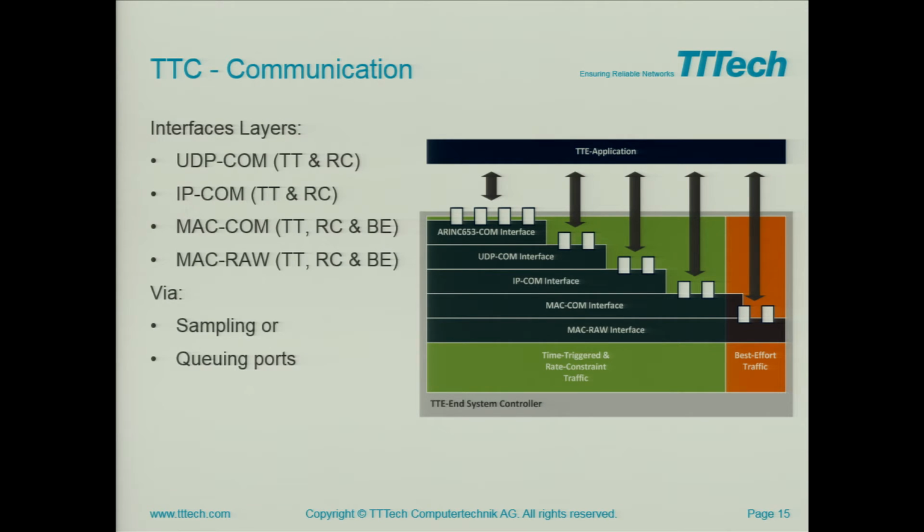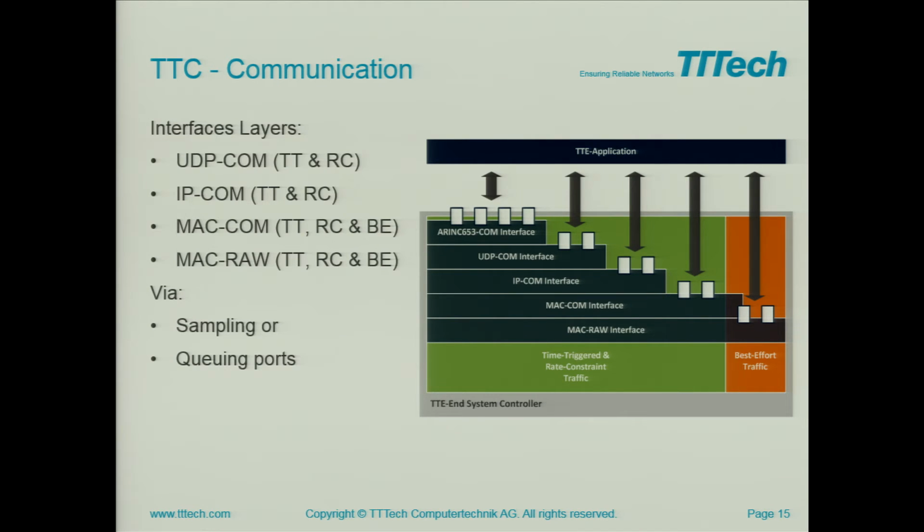To the end system controller itself, what you get is an Ethernet NIC with a full IP, UDP, ARINC 653 layer in hardware. So for critical traffic, for time-triggered and rate-constrained traffic, you can decide if you want to interface on layer 2, or on UDP, or on ARINC 653. We have heard that before from the FACE consortium and so on.